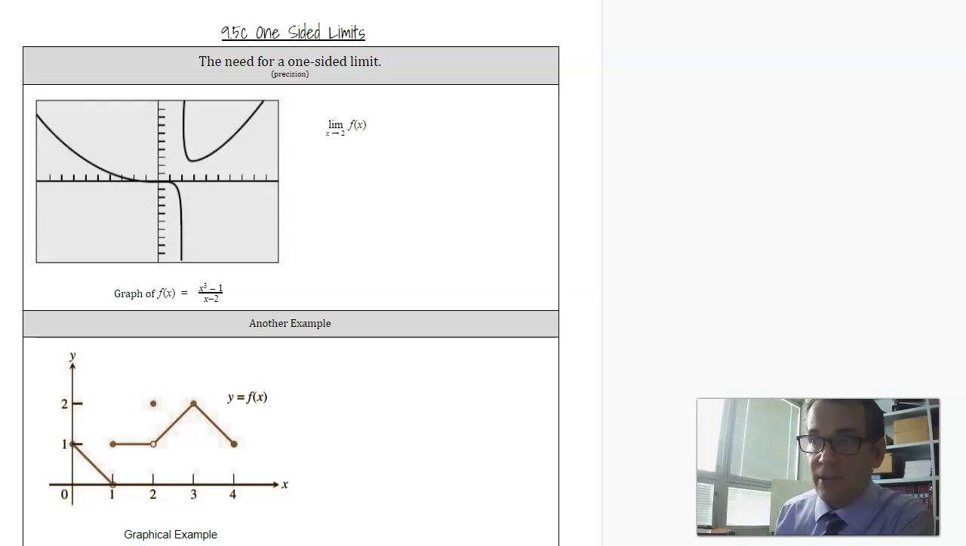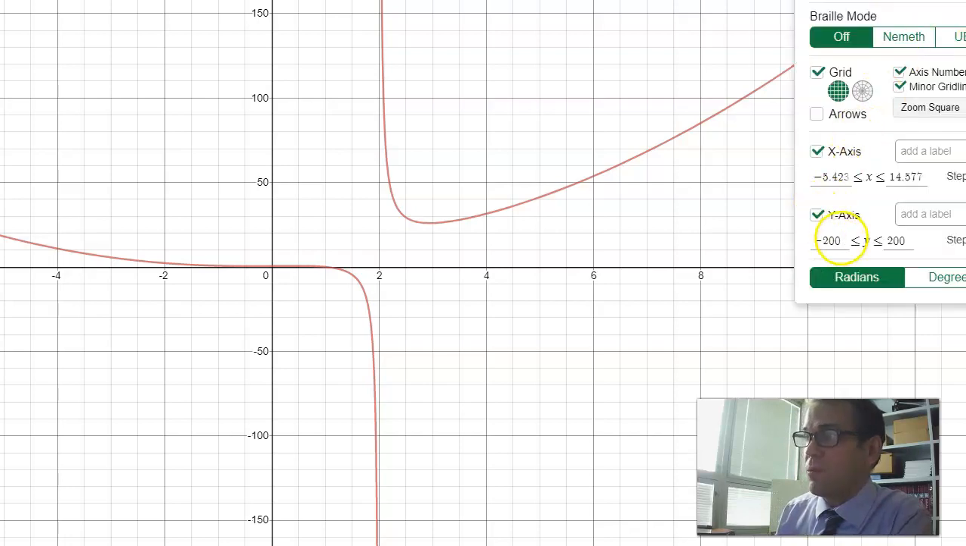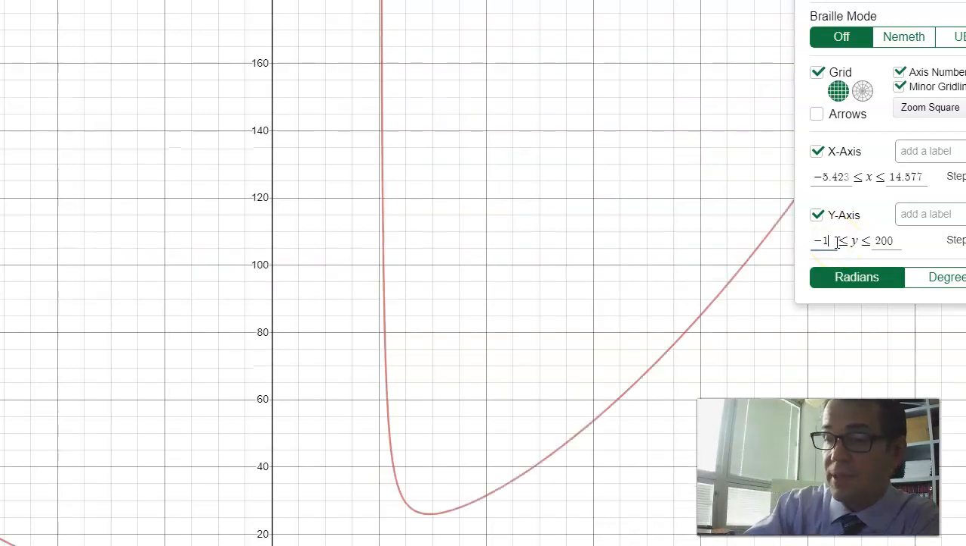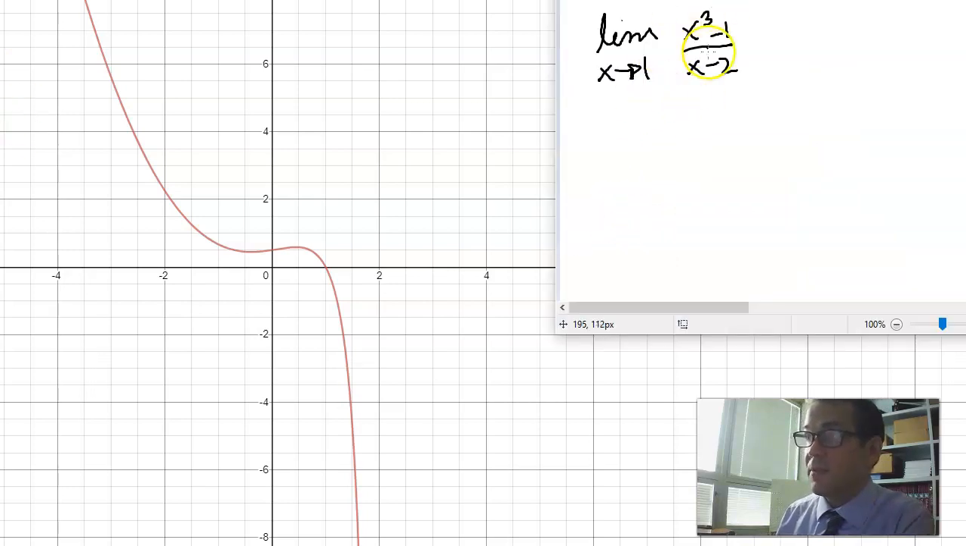Let me pause my video and get some better graphs going on here for one hot second. Here's a picture of that same function that we looked at before on the note page. It's x cubed minus 1 over x minus 2. And it's hard to tell what's going on when x approaches 1 because my scale on the y value is so gigantic. I'm going to change that right now so we can get a better look at this graph. So I'll make the y values go from, instead of negative 200 to 200, we'll just go from like negative 10 to 10.